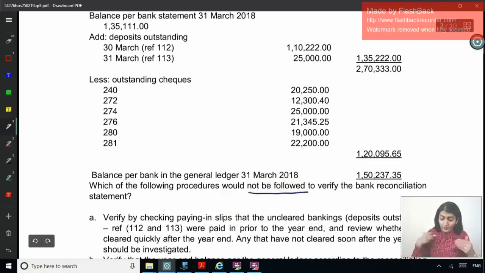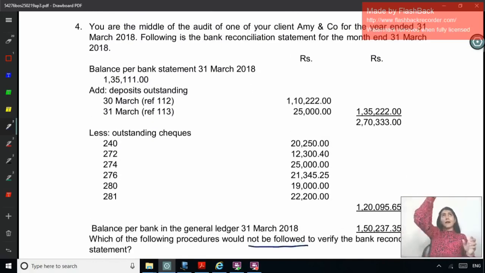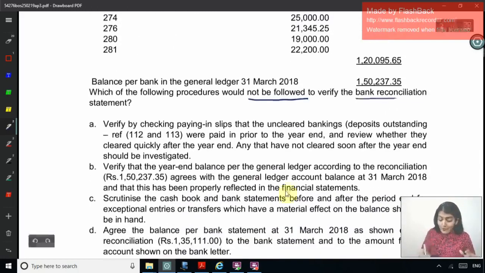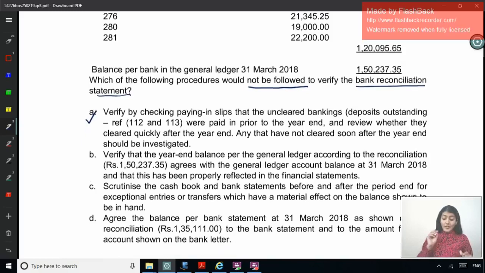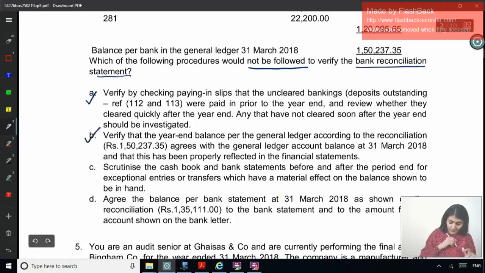Okay, now, would not be followed to verify the bank reconciliation statement, right? So balance as per bank, add less balance as per books. To verify the bank reconciliation statement, verify by checking paying slips that the uncleared banking deposits outstanding were paid in prior to the year end and review that they were cleared quickly after the year end. So obviously we will check the add items. Verify that the year end balance per the general ledger according to the reconciliation agrees with the general ledger account. So obviously the general ledger balance in the reconciliation should match with the account.